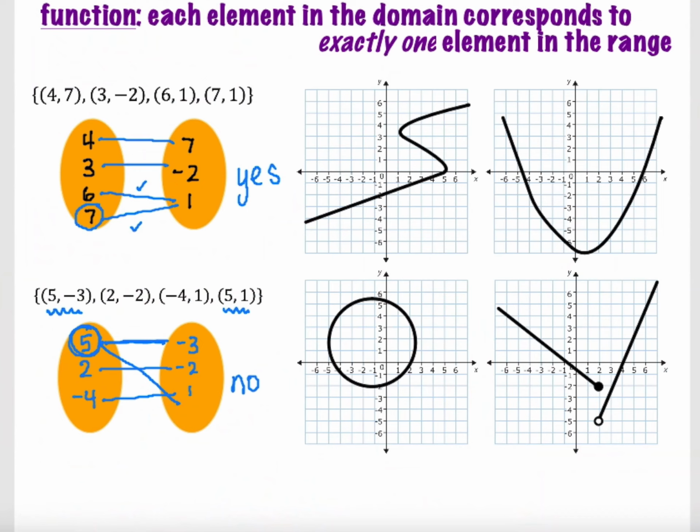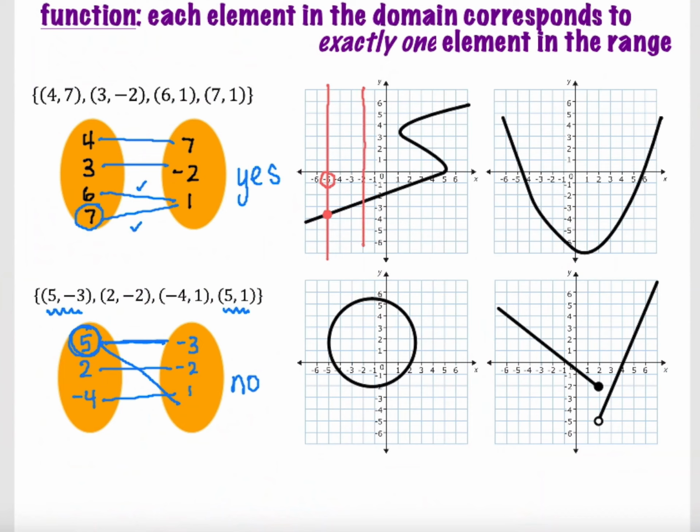The way that we test it on a graph is we look at, for example, do you see this x value at -5? Here are all the places the -5 could be represented. This one only hits once, so there's only one output for that x value.